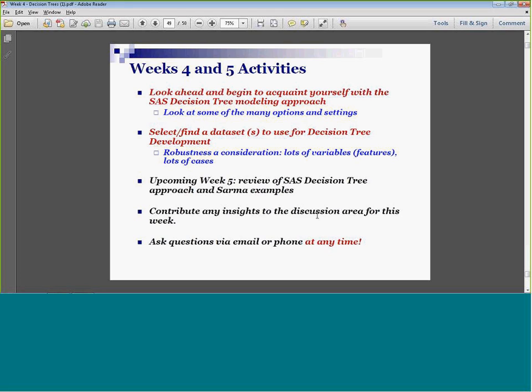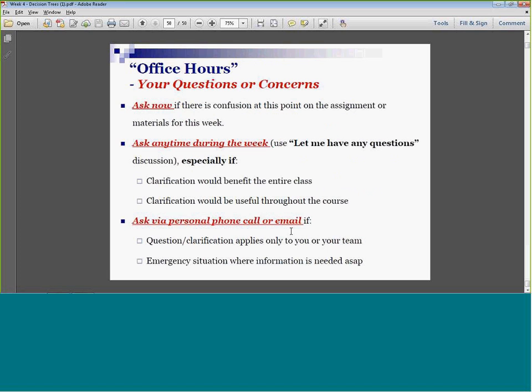As always, if you come across interesting insights, tips, tricks, or even problems, there's plenty of room in the discussion area to contribute those insights, those experiences. I know there's a couple of you that have a lot of experience with SAS Enterprise Miner, probably know some of the good tricks and tips, and feel free to post those because I don't claim to be the fount of all knowledge by any means. And of course, as always, you can ask questions at any time.